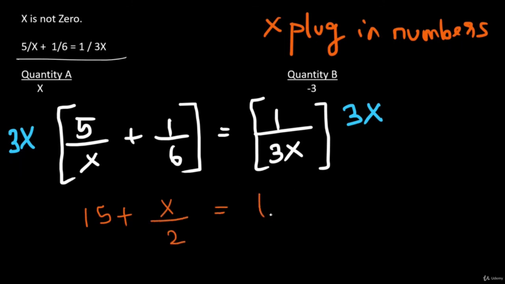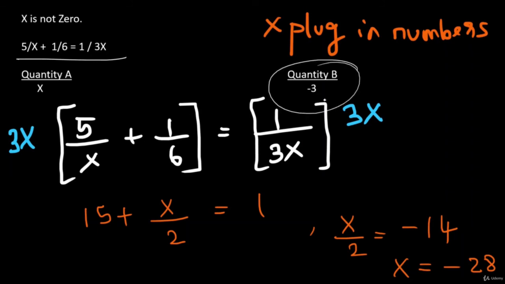Now let me take 15 to the right hand side. So I get x by 2 is equal to minus 14, or x is equal to minus 28. So x is equal to minus 28 and quantity B is minus 3. So clearly quantity B is the greater quantity, and the correct answer to this question is option B.